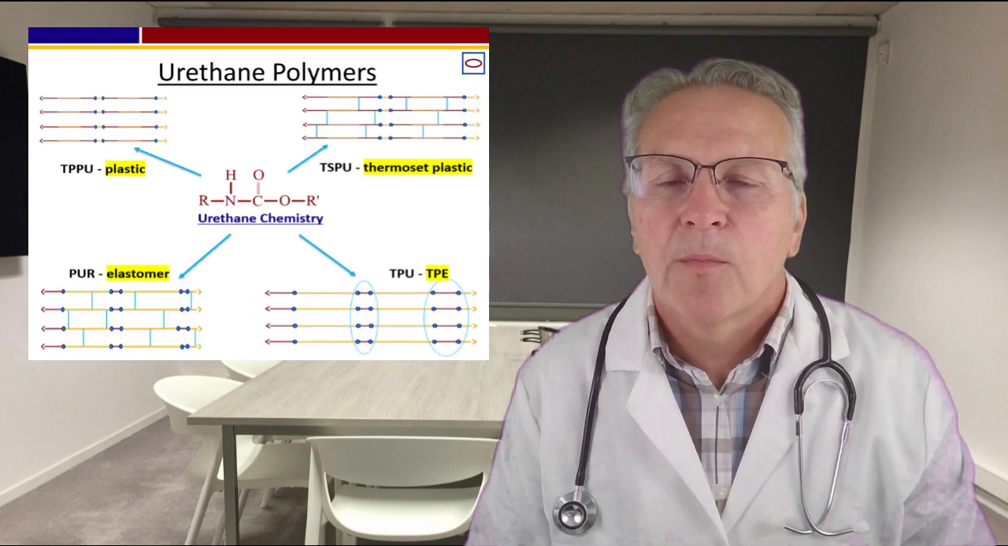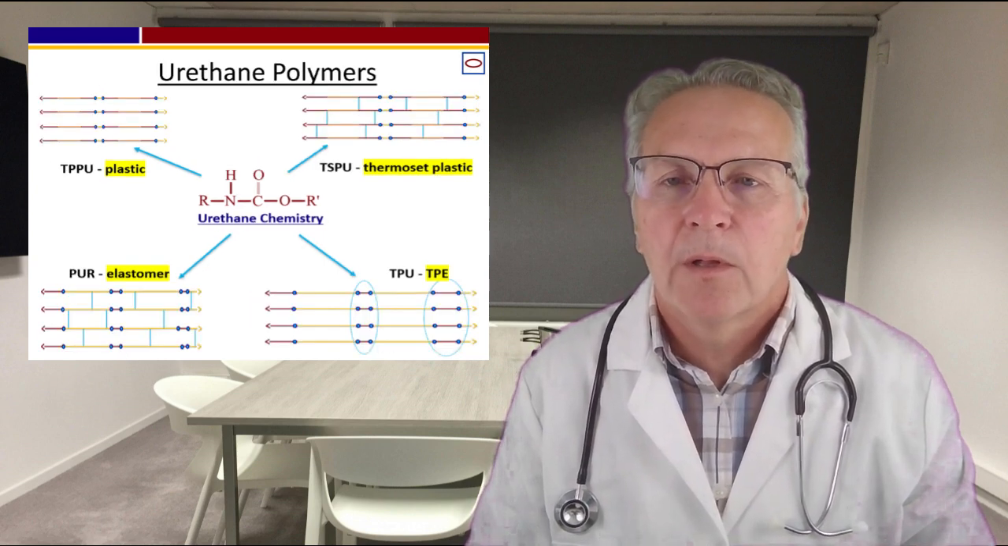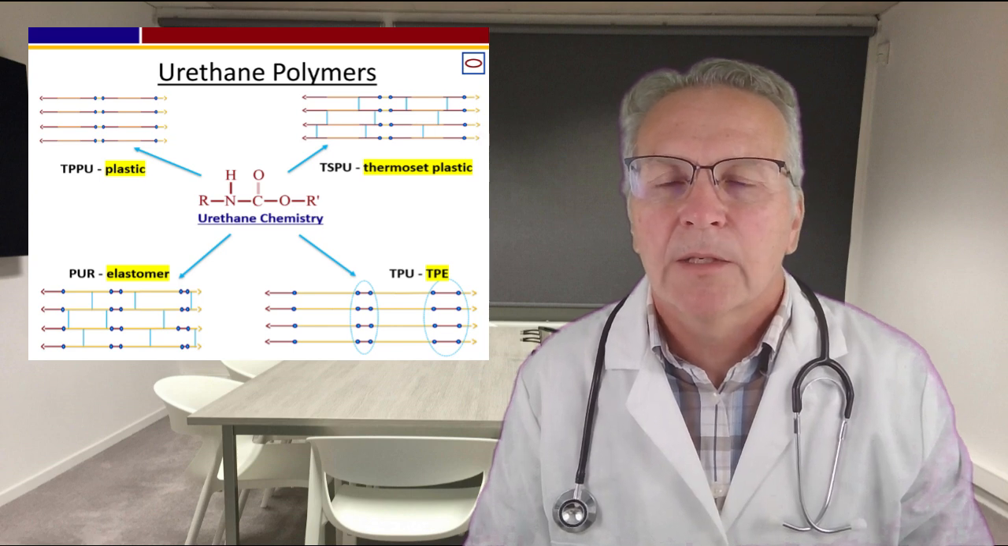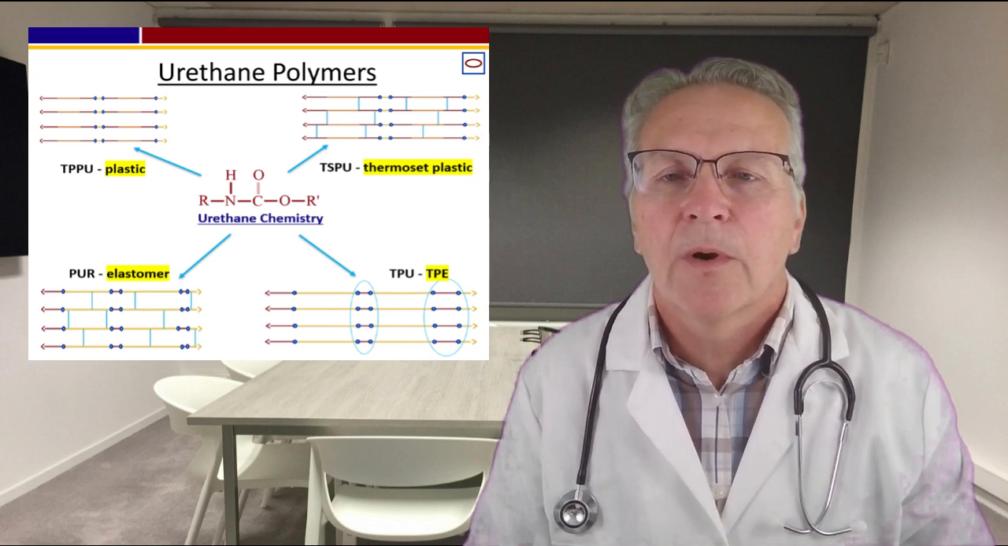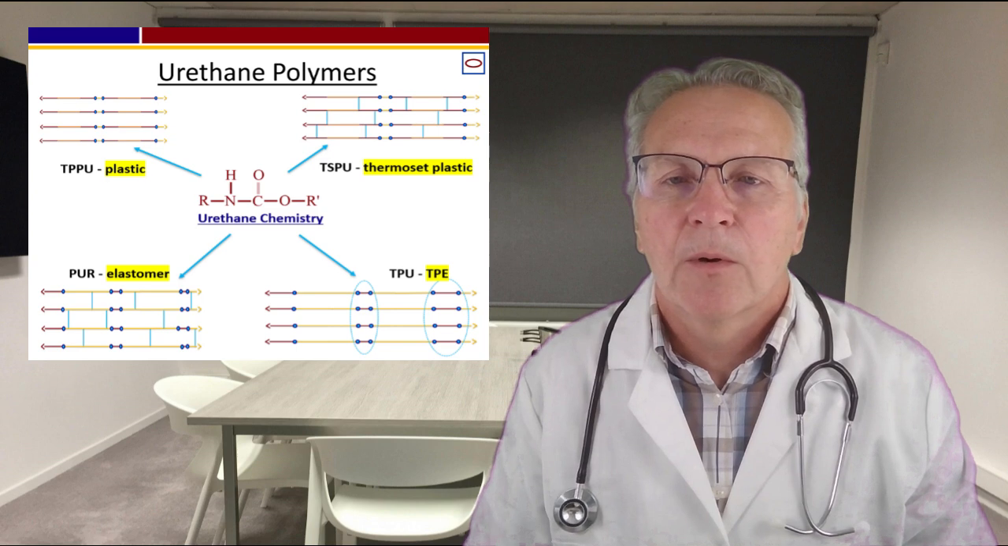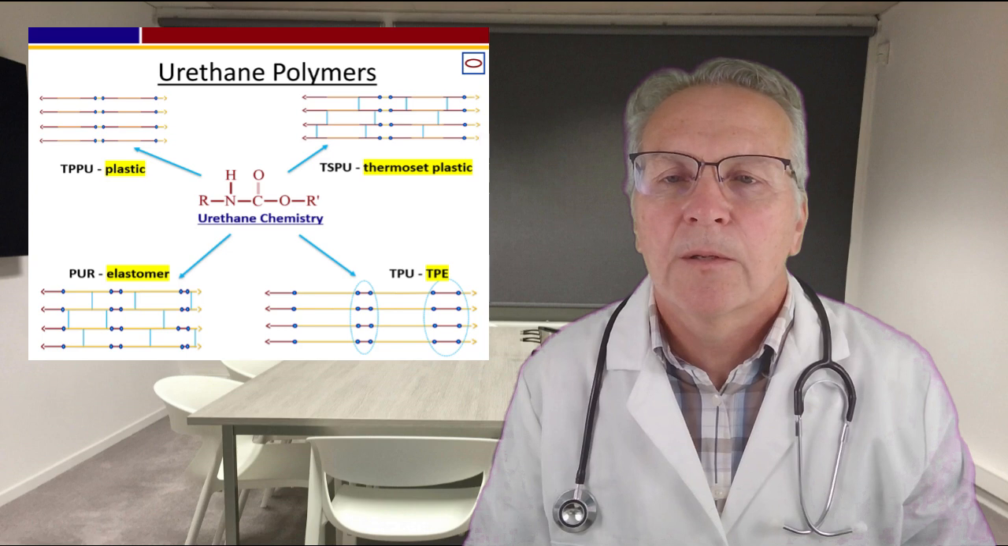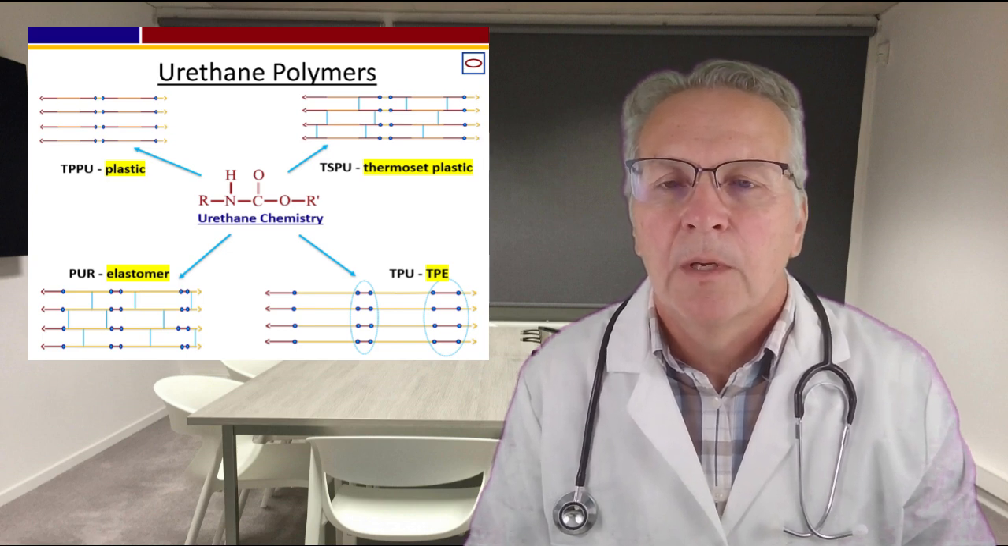In review, thermoplastic polyurethane and thermoset polyurethane are homopolymer plastics with more hard segments shown in red than soft segments shown in orange. The difference is thermoset polyurethane is cross-linked through its hard segments as shown in blue.